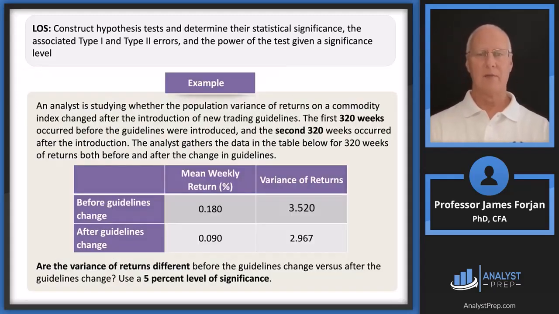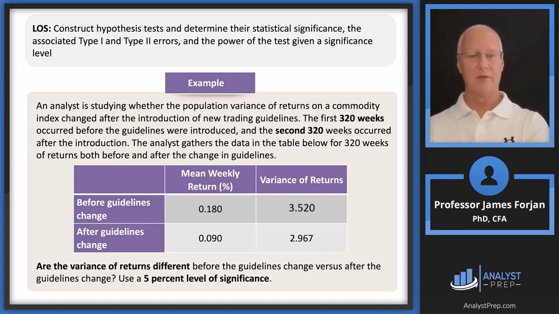We're testing whether population variance on a commodity index changed after the introduction of new trading guidelines. First sample: 20 weeks before, second sample: 20 weeks after. So there are the weekly returns before and after. The sample sizes are 18 and 9, and the variances are 3.7 and 2.9. Are the variances of returns different before or after the guidelines?